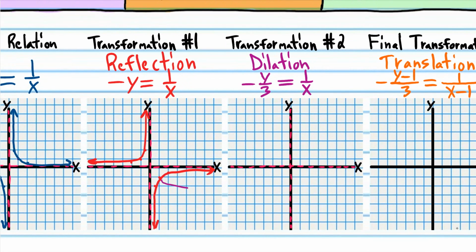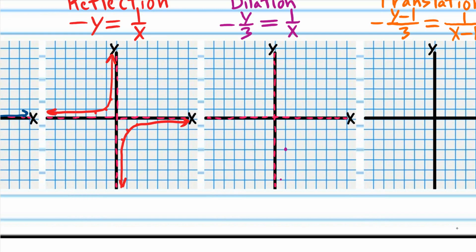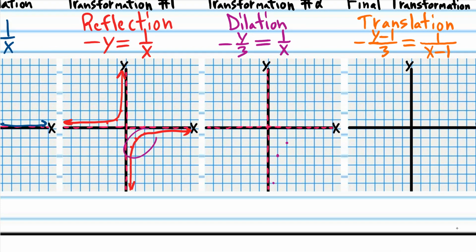This point here has a y value of negative 1, so the new y value is going to be negative 3. So that point went there. This point has a y value of negative 2, so the new y value is going to be negative 6. It's going to be somewhere down there, 1, 2, 3, 4, 5, 6. So that point went there. Then the y value of this point is negative 1/2. So multiply by 3, and that's going to give us negative 1.5. So there's the 3 points in the fourth quadrant.